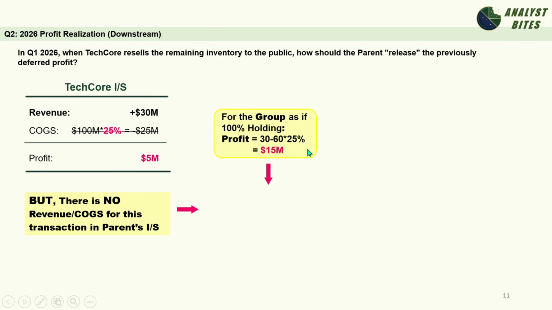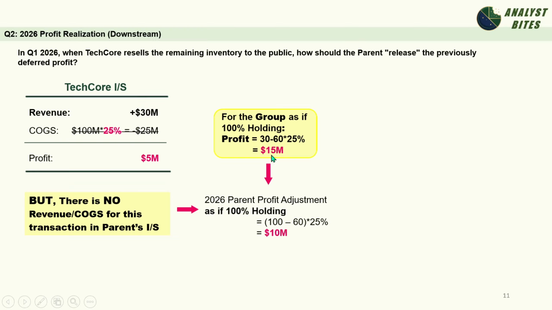Let's check the group's view. The real revenue from the outsider this year is 30 million. The original cost for the group was 60 times 25%. So the final profit is 15 million. Let's verify this logic. We take 5 million profit from the subsidiary's report and add the 10 million profit that we locked away last year. Together, they equal exactly 15 million.